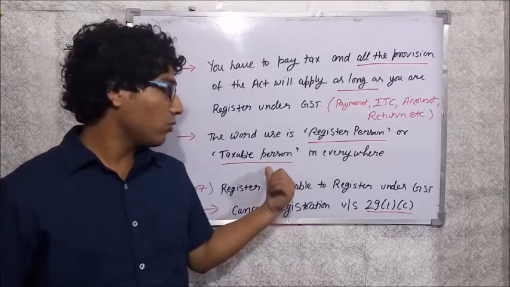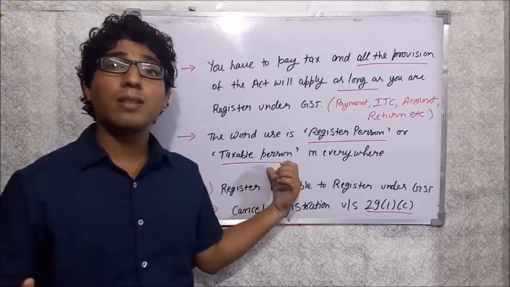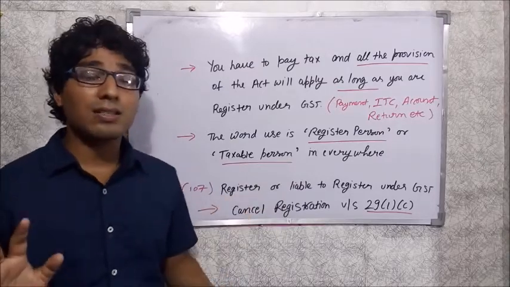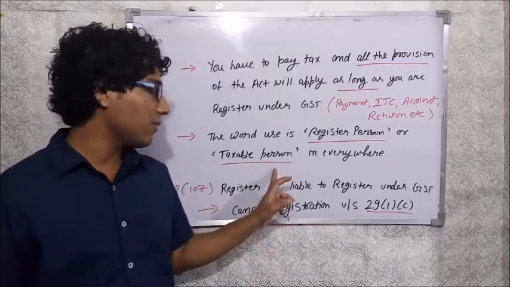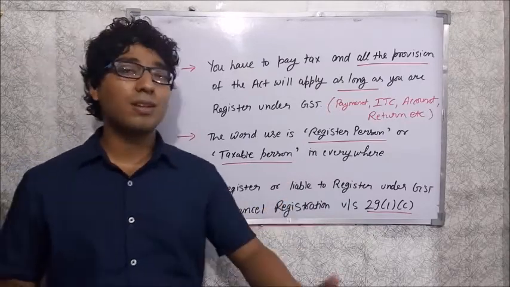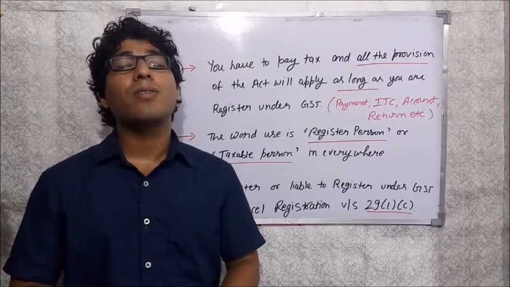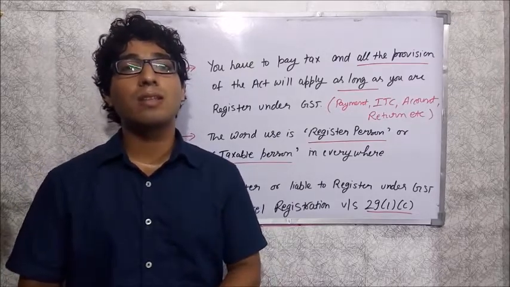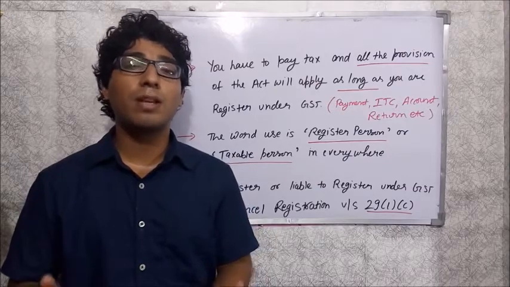So if you are a registered person, then it means that all the provisions of this Act will be applicable to you. And if you want to know the meaning of taxable person, it is defined under Section 2 subsection 107. It says that the taxable person is one who is registered under GST or who is liable to register under GST. So you can say that the taxable person also means the registered person. Therefore, if you are registered, then all the provisions of this Act will be applicable to you.